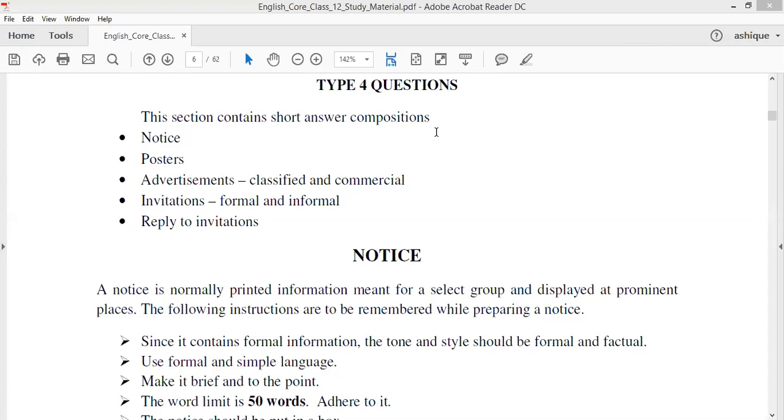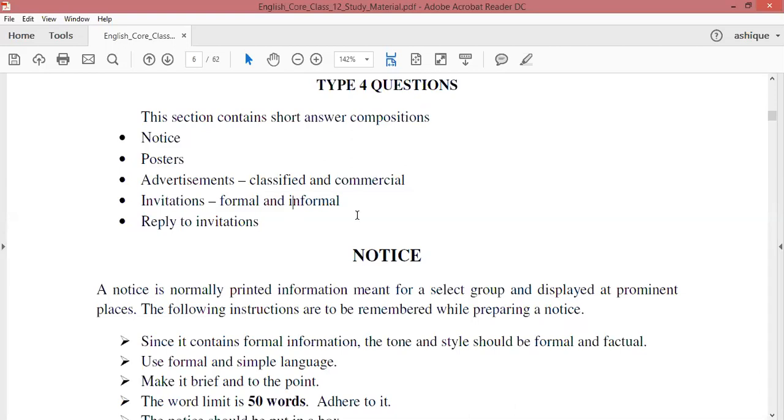Welcome back to my class. Students, today I'll be discussing the writing section, type 4 questions, meaning question number 4. This type of question will be coming up. Here we'll be covering notice, poster, advertisement, classified and commercial, invitation, formal and informal, and reply to invitations. These are the things that we are going to cover in type 4 questions.